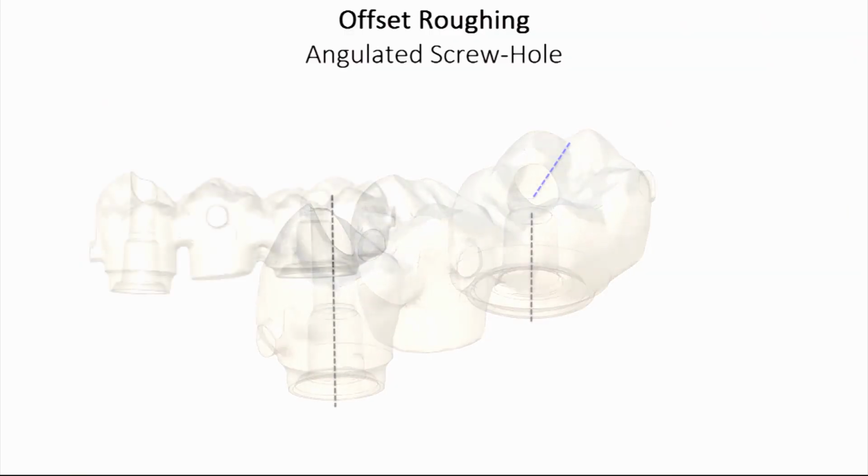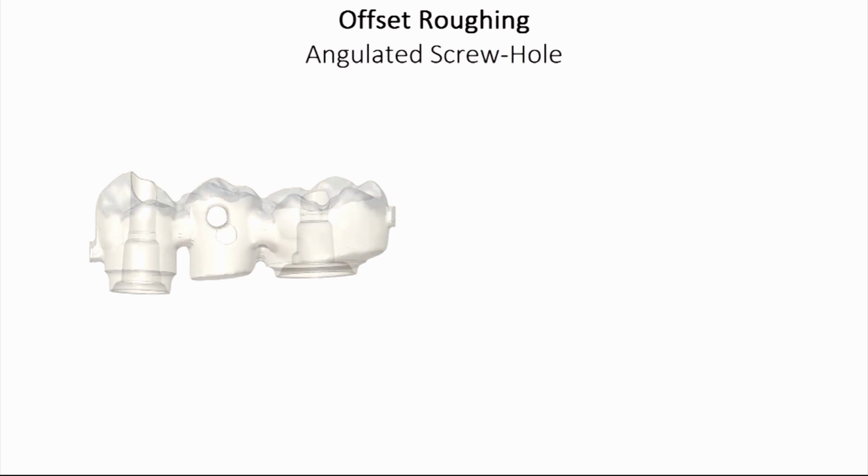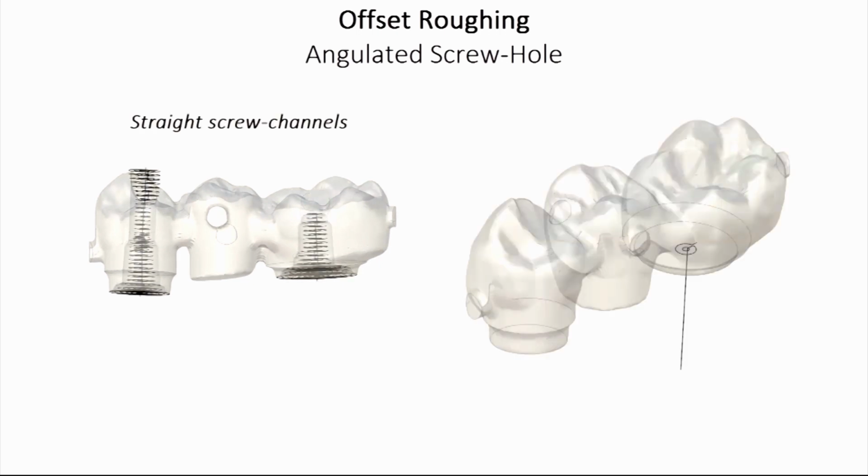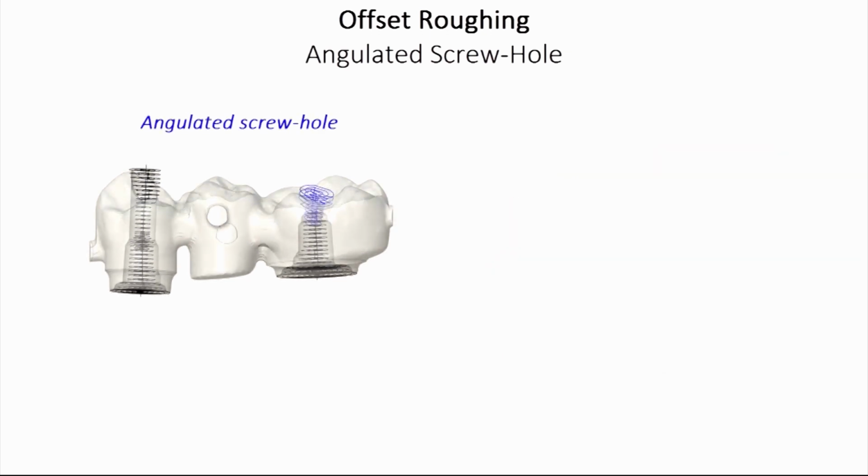Abutment with angulated screw channels was one of the new indications recently in the market. Here we have a hybrid abutment with a straight and angulated screw channel. And we use the offset roughing technique to machine these sorts of scenarios.